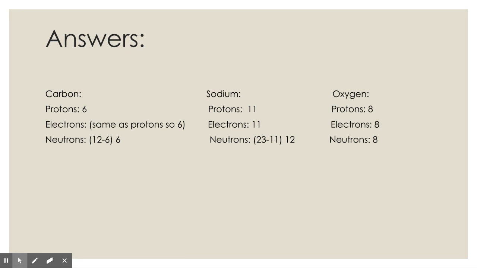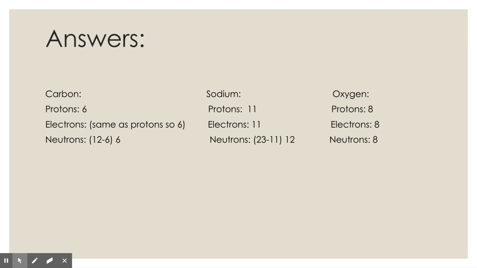Okay, for carbon, we have 6 protons, 6 electrons. Remember, it's the same as protons, so it's 6. And then neutrons, we took 12 minus 6 to get 6. Sodium, we have 11 protons, 11 electrons, and then we took 23 minus 11 to get 12 neutrons. And then oxygen, we got 8 all the way across. 8 protons, 8 electrons, 16 minus 8, and we get 8 neutrons.